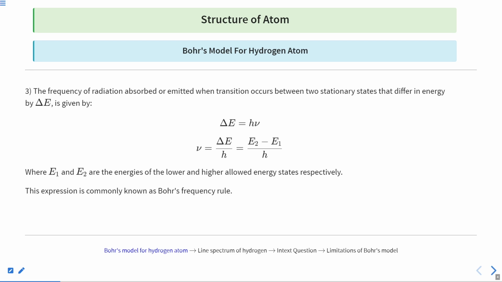Now, this same frequency of radiation will be emitted back when it makes a transition back to the ground state. Clear? When it makes that transition back, again the energy will be released, and that will be the emission lines. The ones which were initially absorbed are called the absorption lines. Clear? So this is the third postulate.